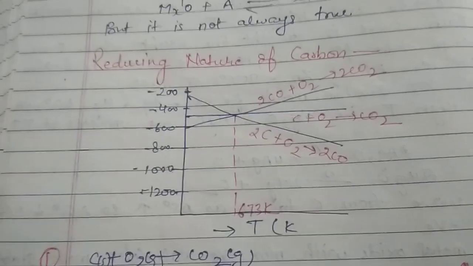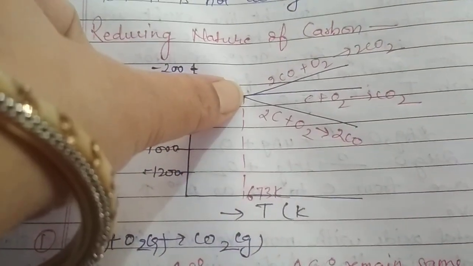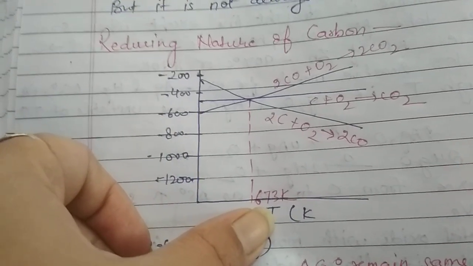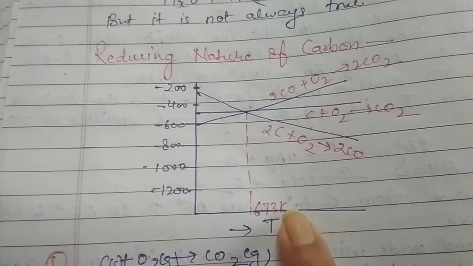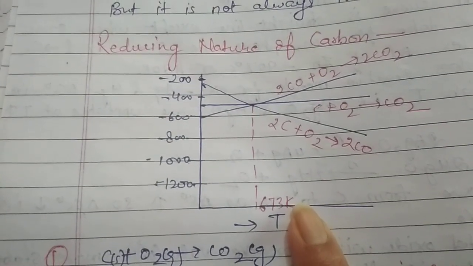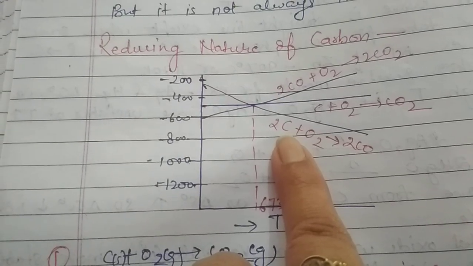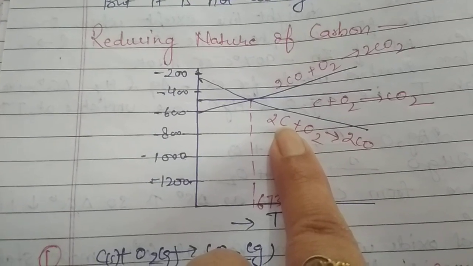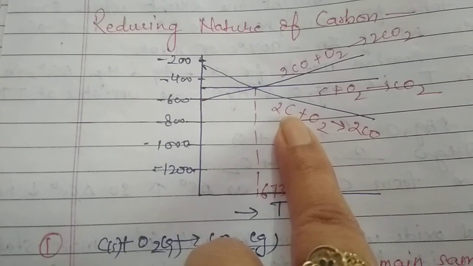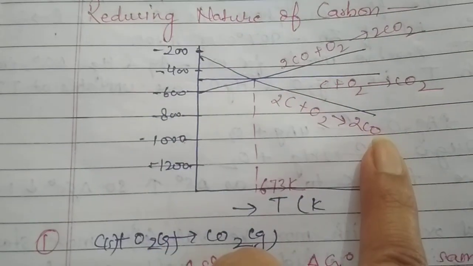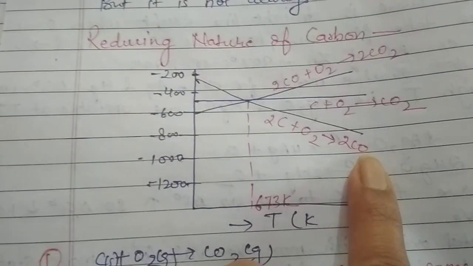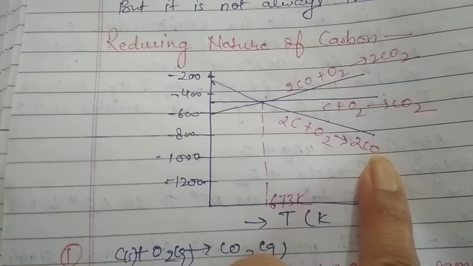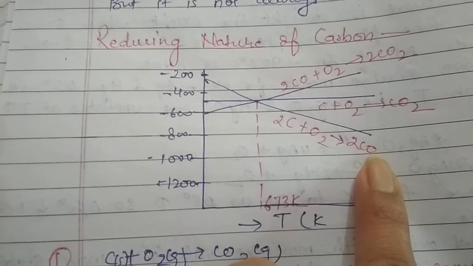So here we can say that this is the intersect point, and I have mentioned it as 673 Kelvin, as you are able to see. So at 673 Kelvin onwards, we may say that carbon would be the suitable reducing agent for any metal oxide when it oxidizes itself in the form of carbon monoxide, because we select the suitable reducing agent on the basis of more negative value of del G naught.